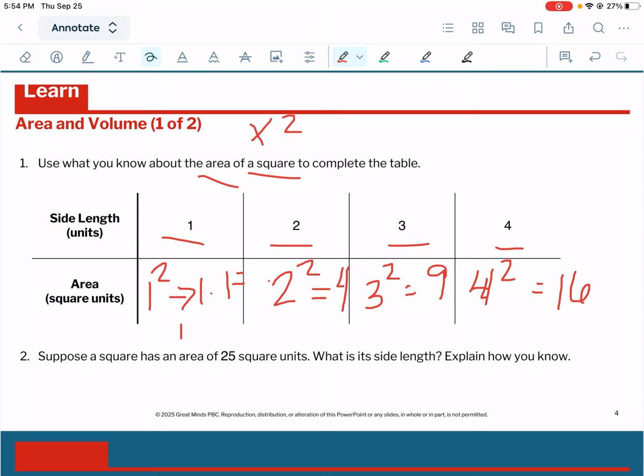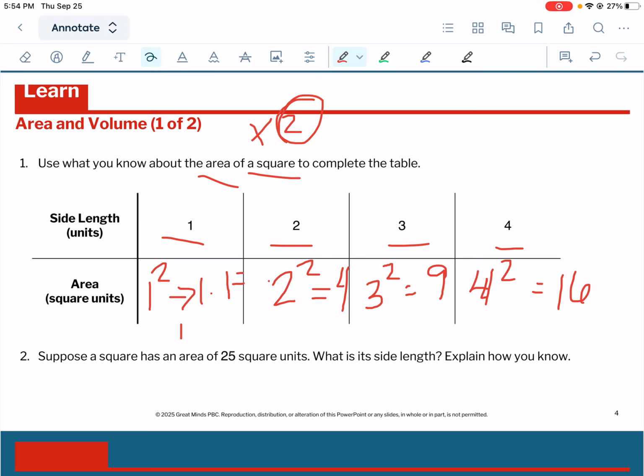Make sure, remember, that when you are squaring something, you are multiplying the number to itself. You are not multiplying the number times 2, the squared power. You're multiplying the number to itself. That 2 up here, this is just your order of magnitude. Your exponent is just telling you how many times or how many numbers you need to multiply.